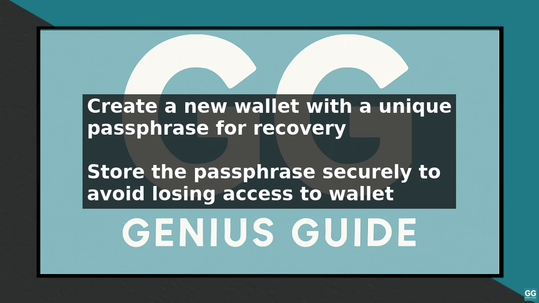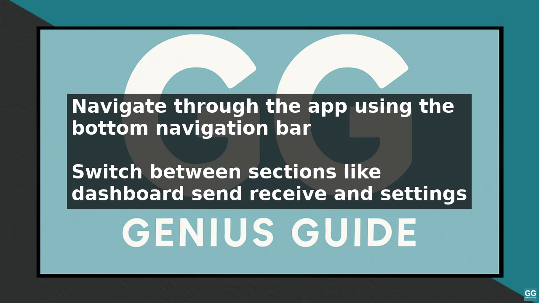In the dashboard section, you can view your current balance, as well as any pending transactions. To view your transaction history, go to the dashboard section and scroll down. Here you will see a list of all your transactions, including the date, amount, and type of transaction.